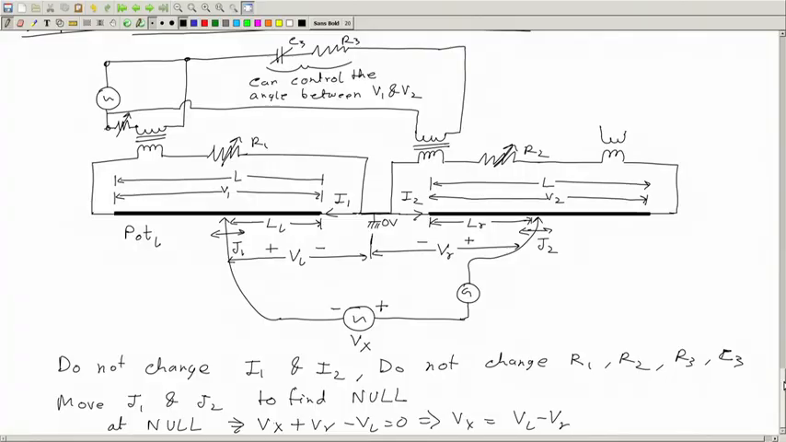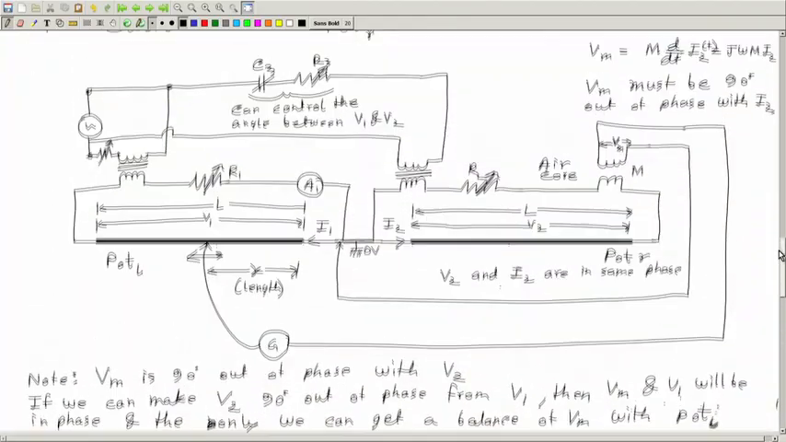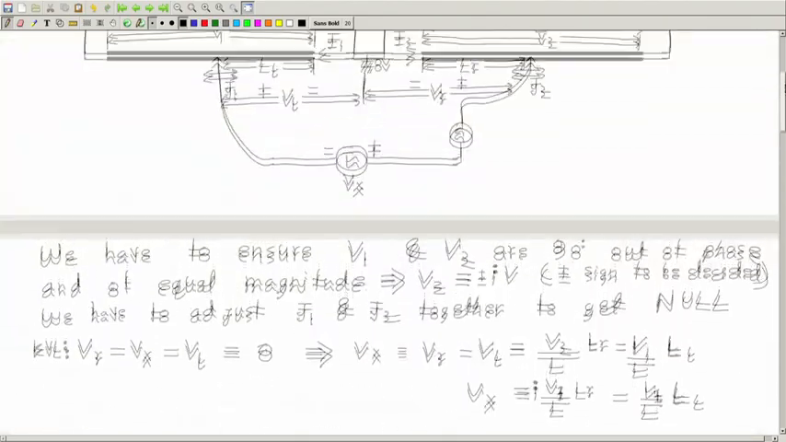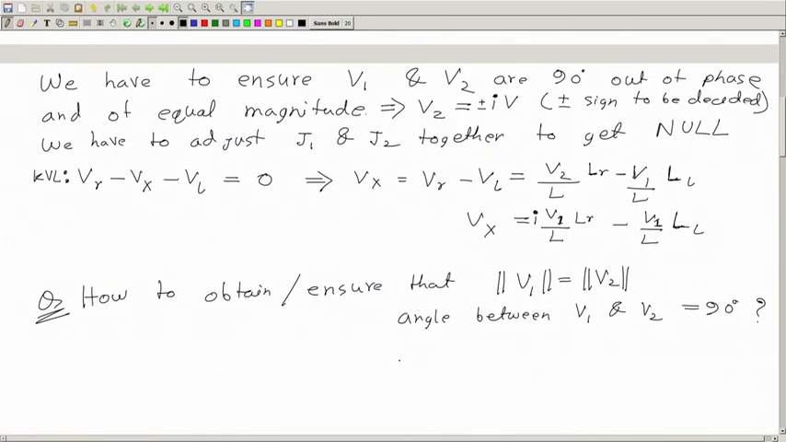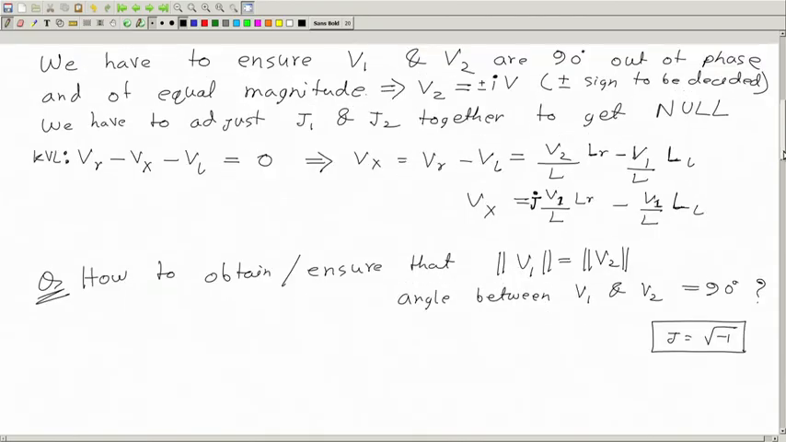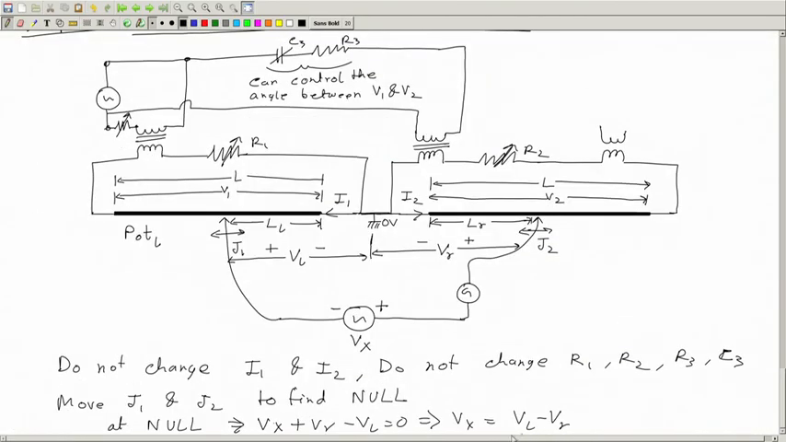Maybe I recap a bit. Vx from here is this. Let me write j to be consistent, j means root over minus 1. Now you can put this value for VL and Vr, so you'll get Vx and we are done.